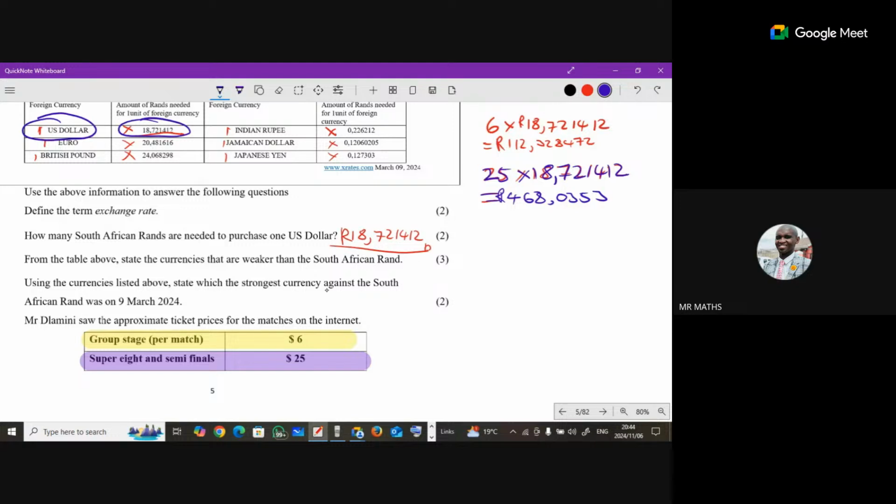So if you are getting this, then because the difference is asked in rand, you take the bigger 468.0353 rand and subtract the smaller one, which is 112.328472 rand. Go for the calculator. What will you be getting?